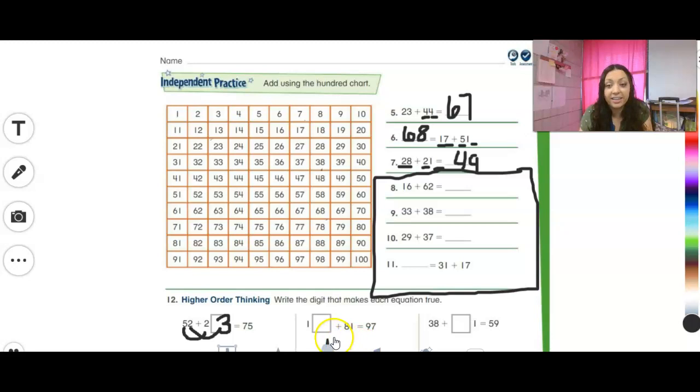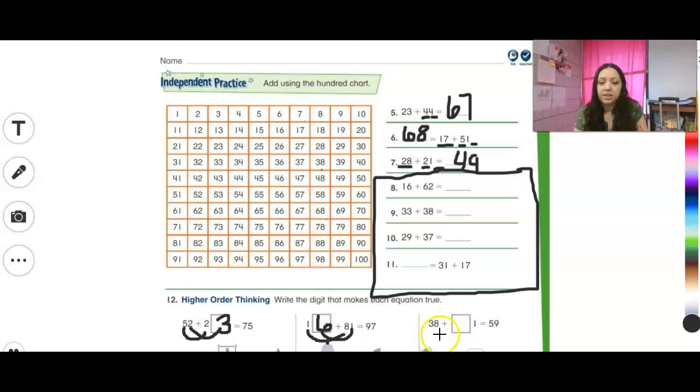All right, over here, it's trying to confuse you again. It says some number that starts with a 1 plus 81 equals 97. So 1 plus 8 equals 9. So what plus 1 equals 7? If I have 1 and I need to get to 7, I could say 1, 2, 3, 4, 5, 6, 7. So 6. So 16 plus 81 equals 97.